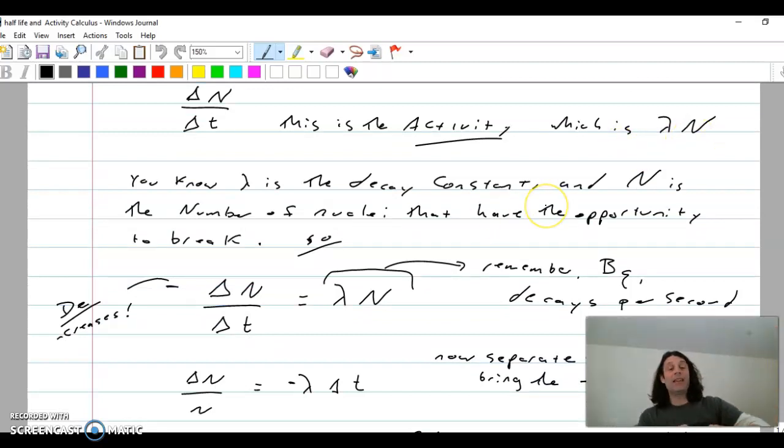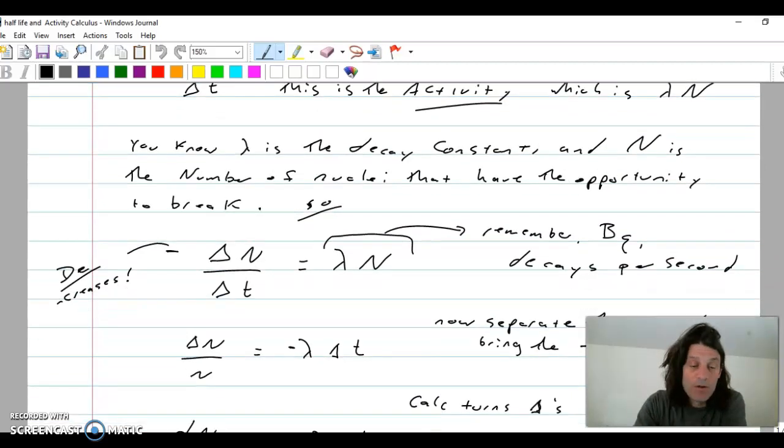Remember, lambda is that decay constant, N is the number of nuclei that could possibly break. So a change in N over a change in time is lambda N. I'm going to put a negative sign out in front of it because it's a decreasing number. That lambda N is measured in becquerels, if you recall, decays per second, could also be in curies.